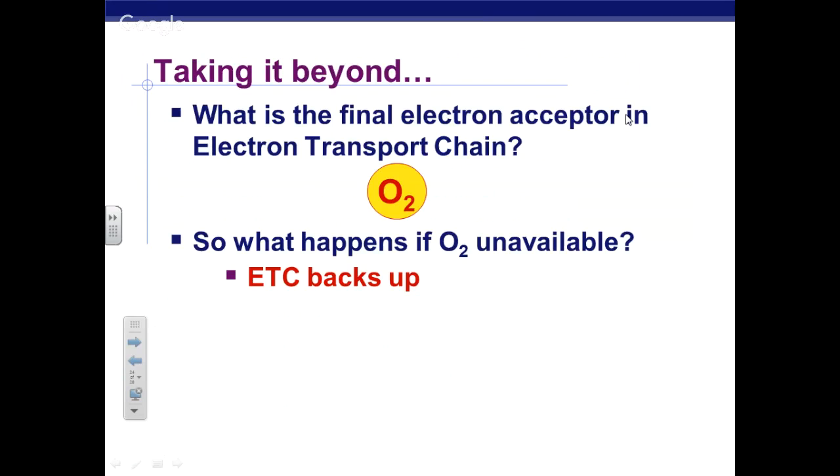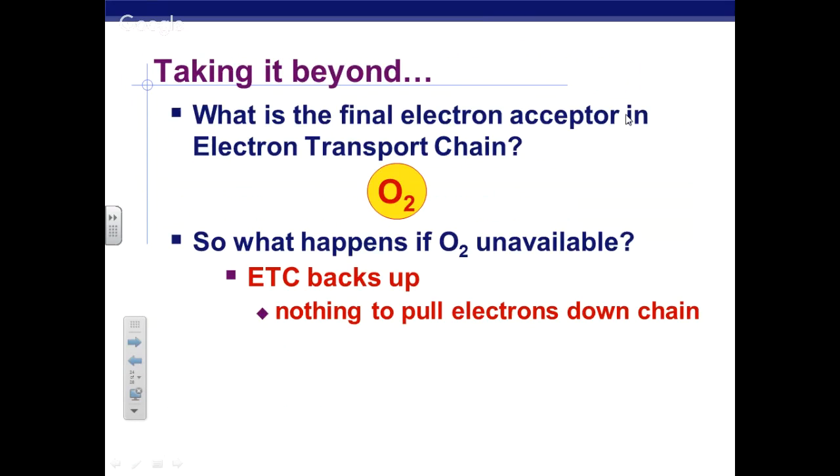Okay, anyway. So all of a sudden things get backed up, right? Stuff gets all backed up, people can't even get off the exits. So the ETC gets all backed up if there's no oxygen. The electrons get stuck, there's nowhere for them to go, okay?